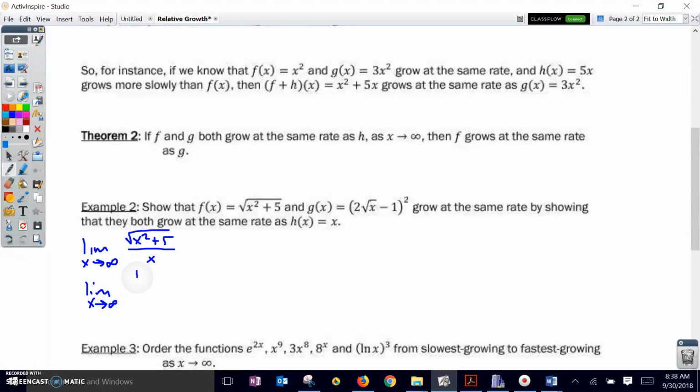And this becomes 1 over square root of x squared plus 5 times 2x all over 1. Oops, I forgot my 2 here. And so simplifying this becomes the limit as x goes to infinity of x over the square root of x squared plus 5.